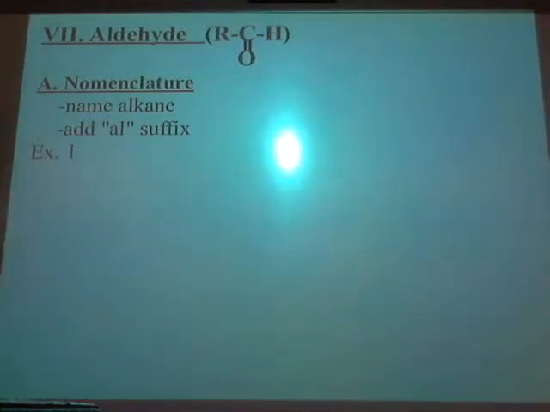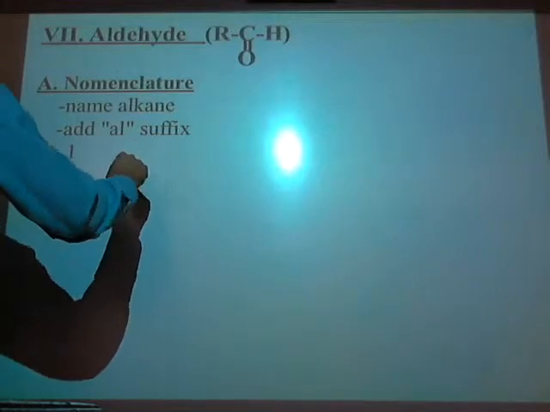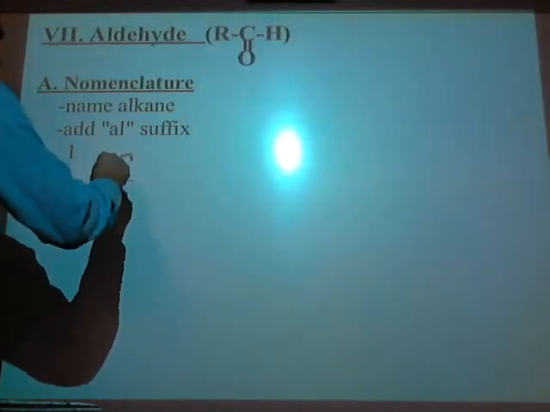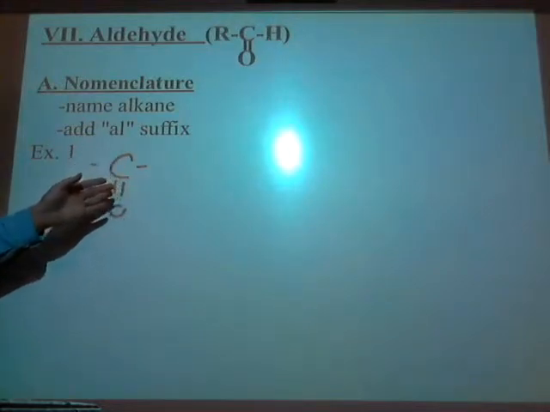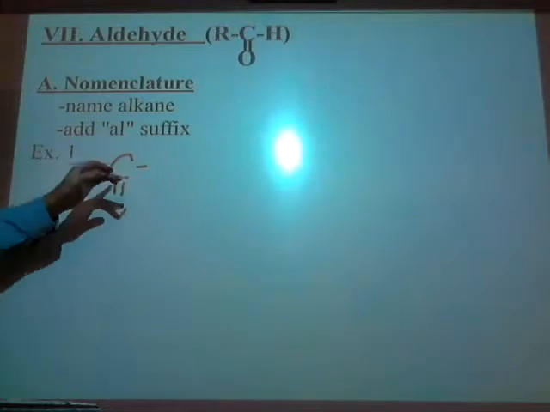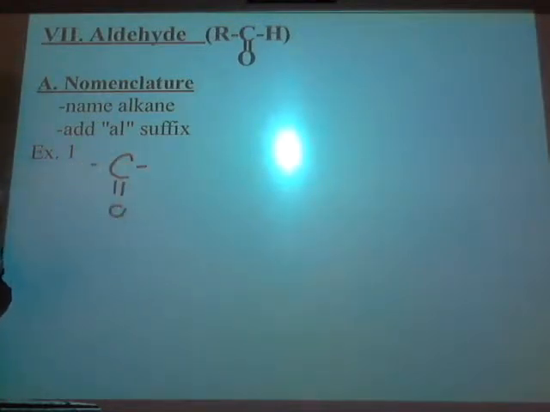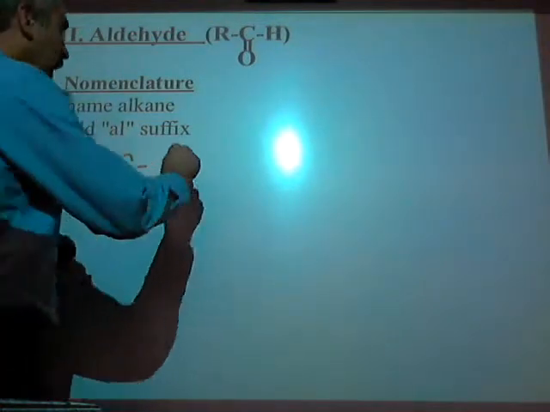Let's try an example. We'll do the most famous one, the one that you already know, formaldehyde. That would be the smallest aldehyde I could have, right? One carbon with this carbonyl group on it and nothing else. What would I call this? Methyl. No, again, it's not the methyl group, it's the whole alkane. Think about how you would have named it if it had an OH on it. What would it have been for an alcohol? Methanol. How would you name it for an aldehyde? Methanal, exactly.